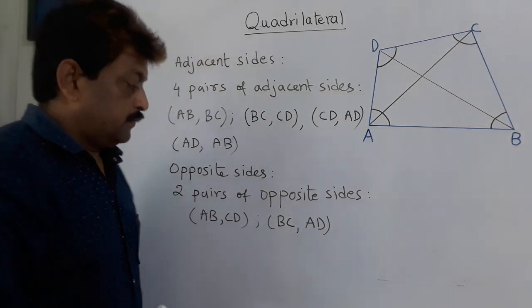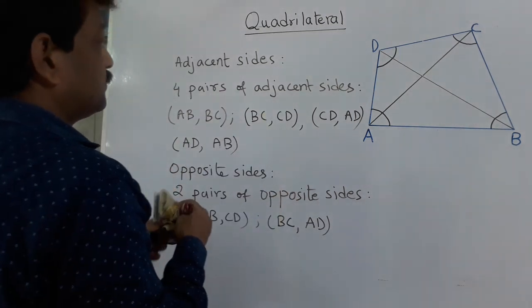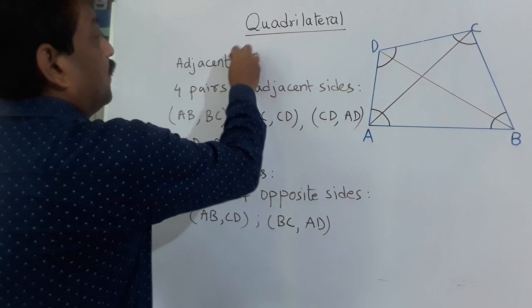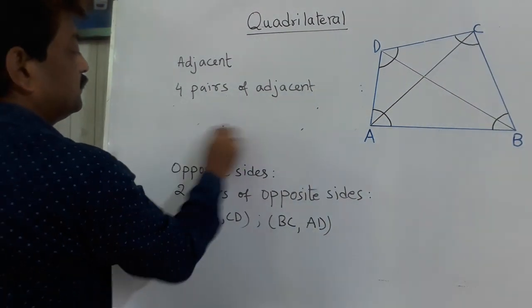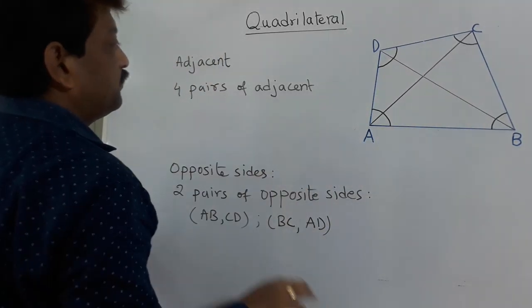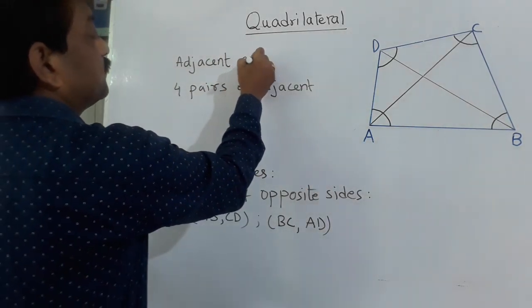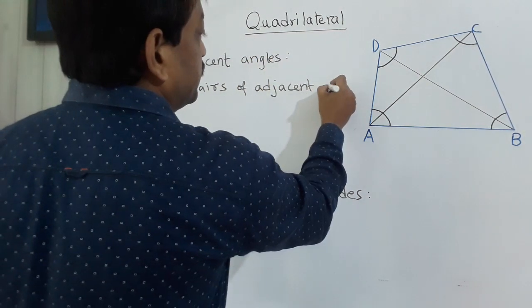Okay. Next, adjacent angles. How many adjacent angles are there? Same answer. There are four pairs of adjacent angles.